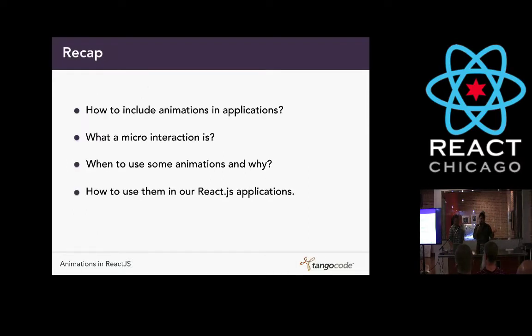So to recap what we saw tonight, we started on how to include animations in applications. The process we use here is micro interactions, which I mentioned a lot. Also what a micro interaction is, how to conceive one, how to put it in a project, when to use these animations and why, the reason for each different type of animation. There are a lot of others, and you can come up with each use case. And how to use it in ReactJS by applying styled components and the CSS that you want.